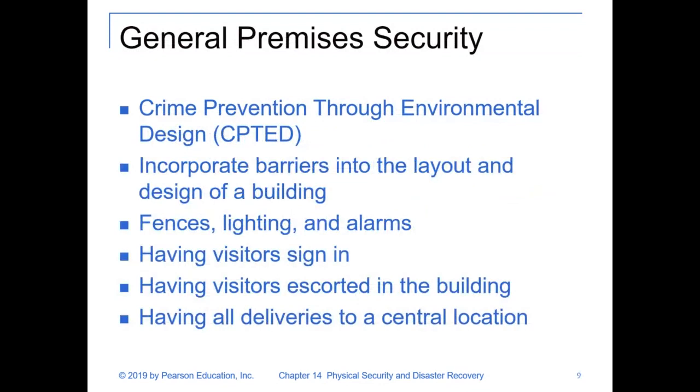Crime prevention through environmental design. That's a security concept that organizations use. What it does is the layout and design is set up to reduce crimes. Now, there are several different methods you can use this with. One is incorporate barriers into the layout and design of the building. You can put big metal poles, concrete poles in front of the building to stop cars from ramming the building.